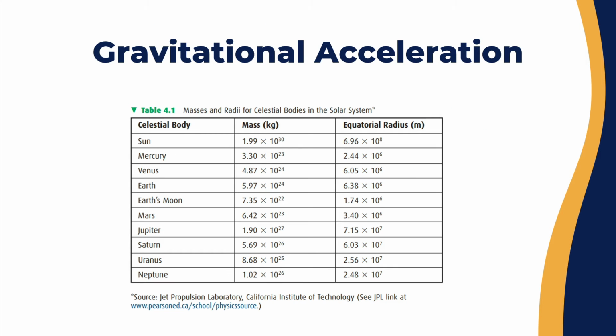Now, a table that could be helpful in our next topic. We are still in gravitational acceleration. We have the masses and radii for the bodies in space in our solar system. We have the sun and the mass. Those numbers are actual, coming from Jet Propulsion Laboratory at Caltech. So those are trusted numbers. You can have this table for your reference.